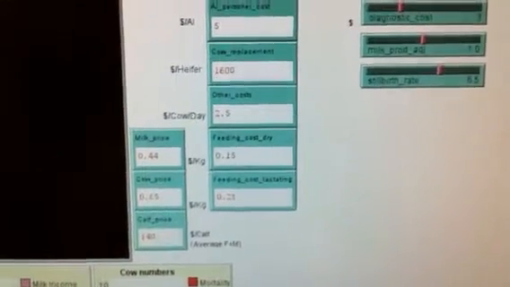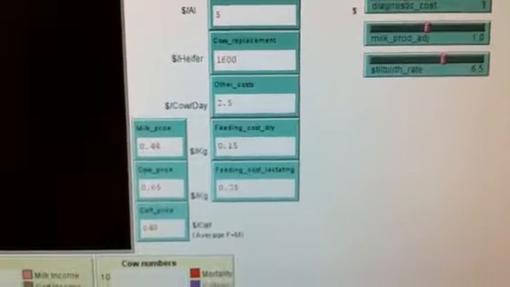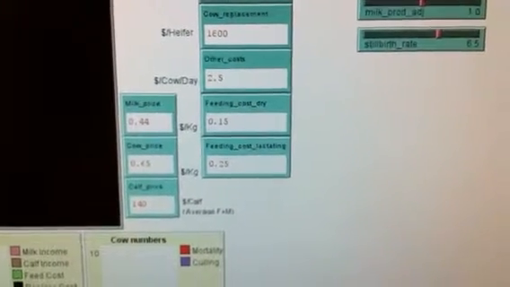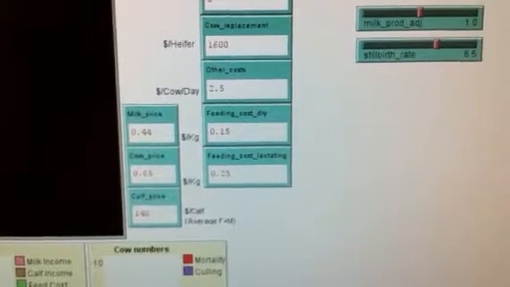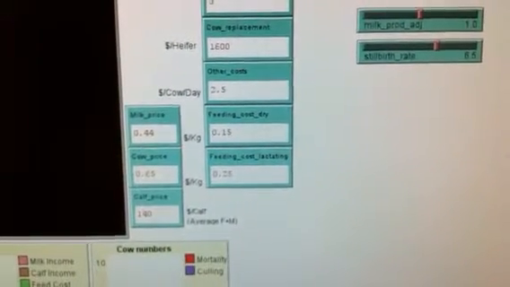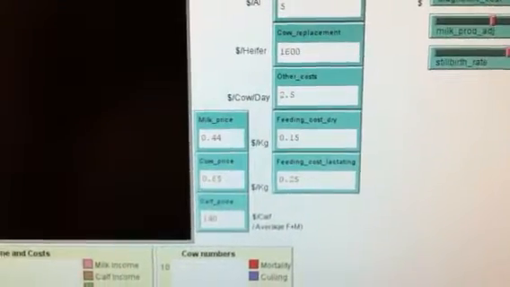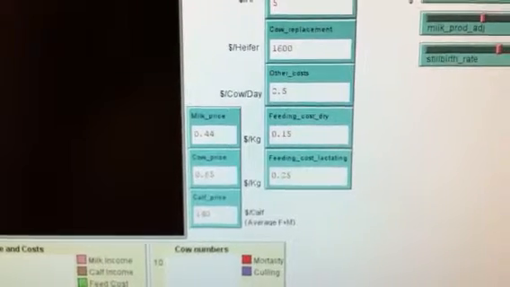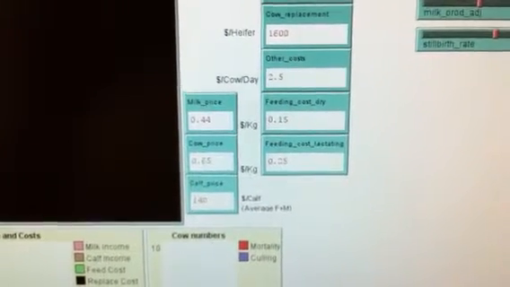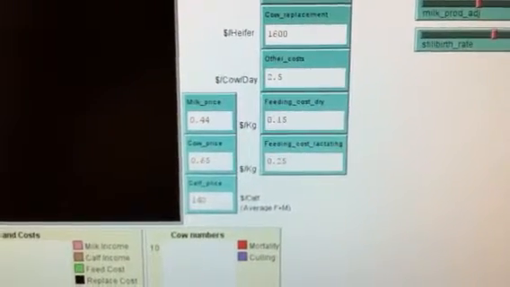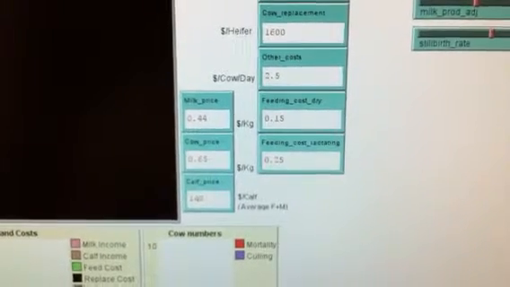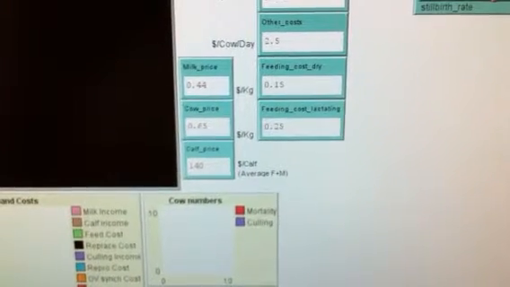Feeding dry cows costs me 15 cents per kilogram of dry matter, and feeding lactating cows costs me 25 cents per kilogram of dry matter. For this model, the milk price was set to 44 cents per kilogram, and if I have to sell a cow, I'm going to sell for 65 cents per kilogram. Each calf produced is going to generate $140 in income.